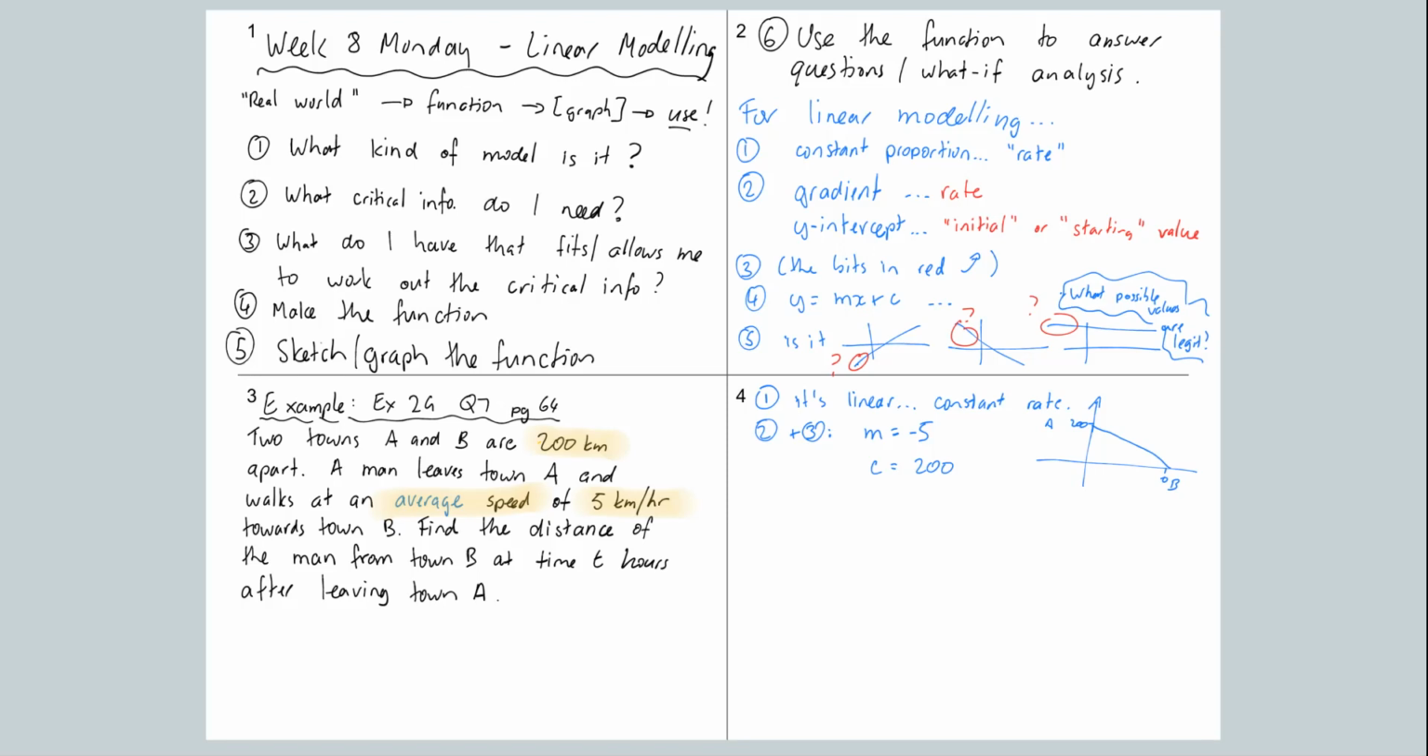Number 4 is to make the function. Well, I've got the critical information. I've even drawn a little graph to help me, so I've done step 5 before step 4. So now I could write y and x, but I think I might use letters that are a bit more appropriate. So I might say the distance from town B is given by -5t, t for time.